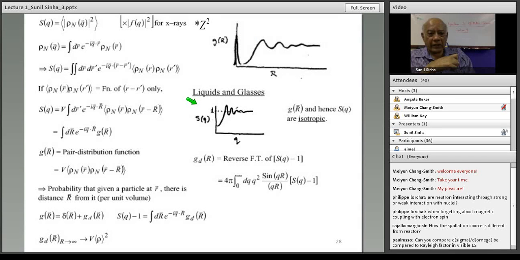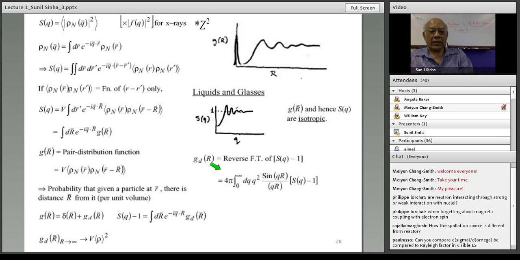We measure this thing. The delta function gives you a 1, and the rest of it gives you the other term. So it goes to 1 at very large values of Q, and you have to subtract off this 1 to get g d of r, which is the reverse Fourier transform of S of Q minus 1. This is normally called the pair distribution function, where you talk of distinct atoms from the one considered. And if you've got an isotropic system, which you may not have, if you've got bond orientational order or something, you may not have an isotropic system.